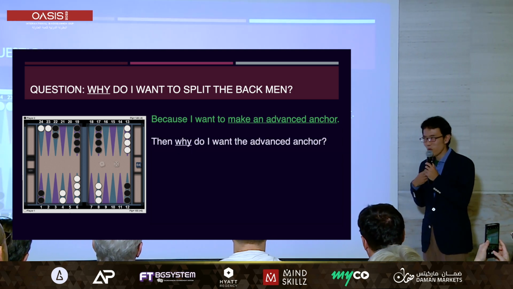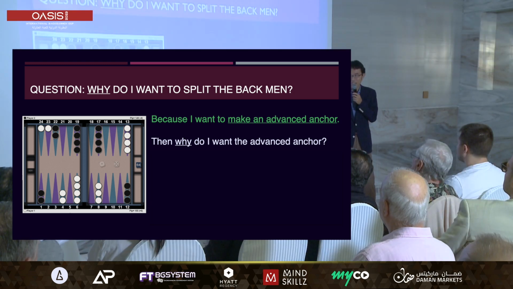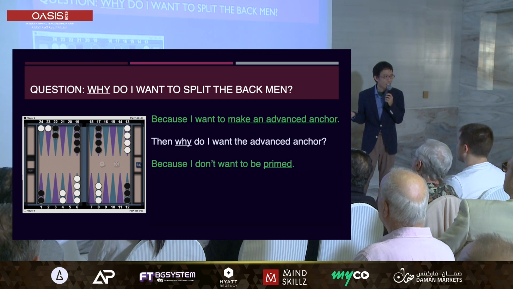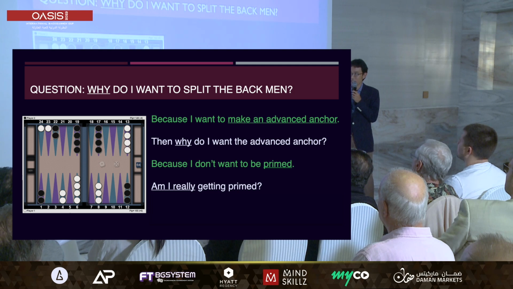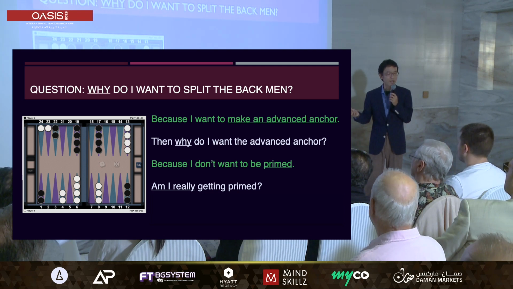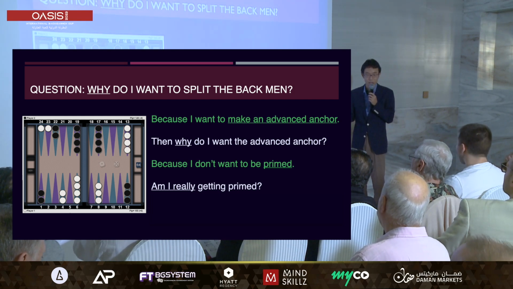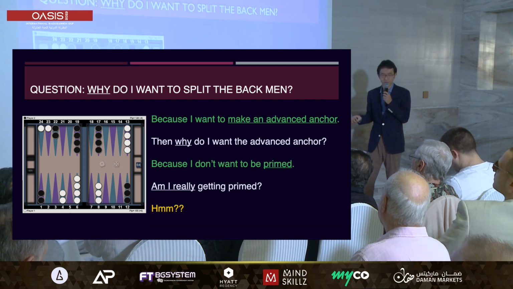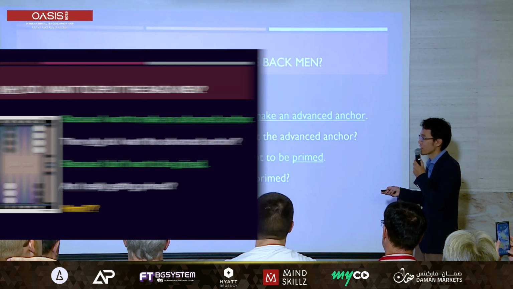Then why do I want an advanced anchor, right? Because I don't want to be primed, right? But am I really getting primed, like in this position? Am I really getting primed? He's going to prime me in the future. I mean, it's possible, but it's very unlikely with the position that he has, right? So maybe I don't need to split, right? Then another question, okay?